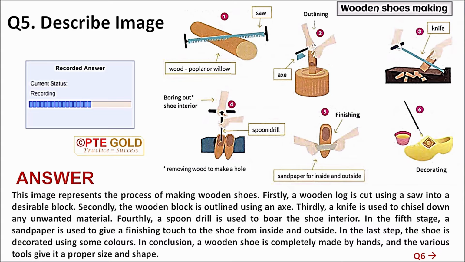In the fifth stage, a sandpaper is used to give a finishing touch to the shoe from inside and outside. In the last step, the shoe is decorated using some colors. In conclusion, a wooden shoe is completely made by hands, and the various tools give it a proper size and shape.